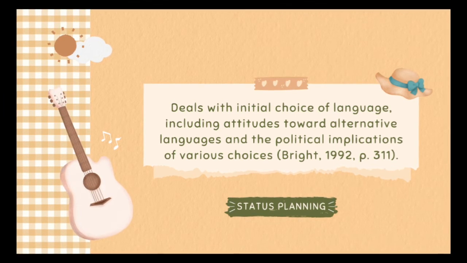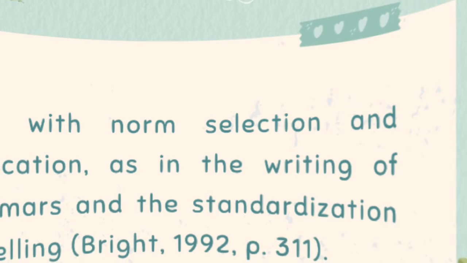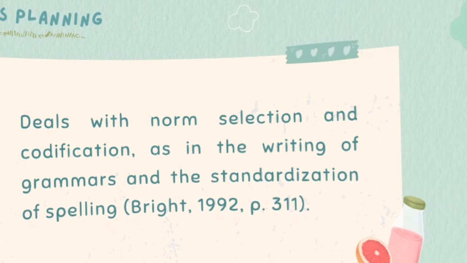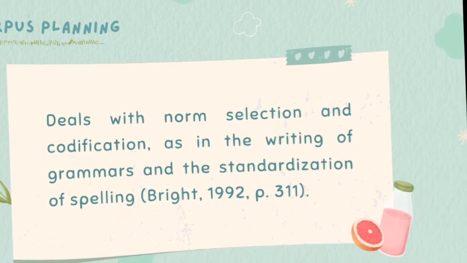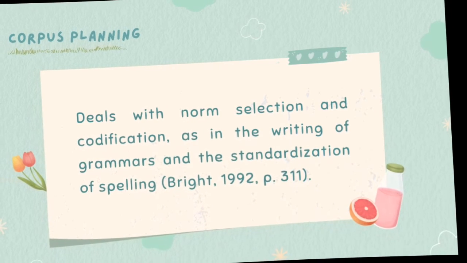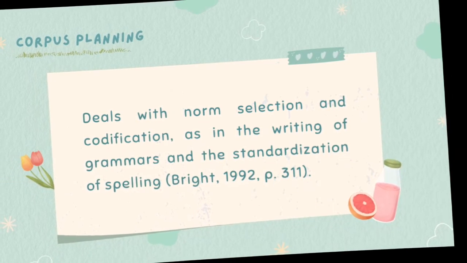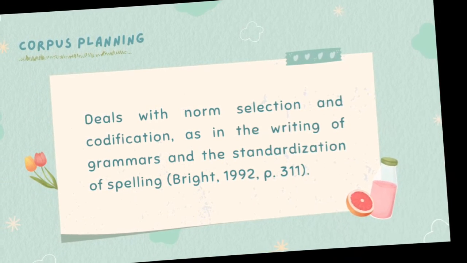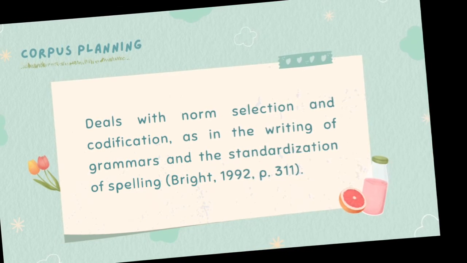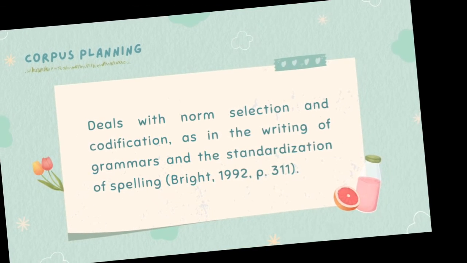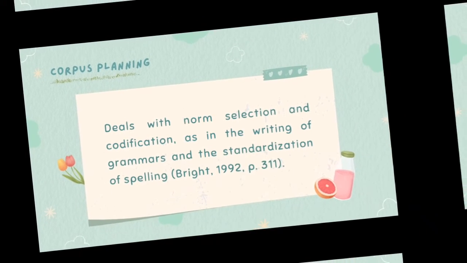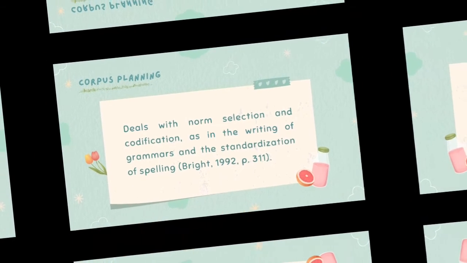And then the second is corpus planning. So, what is corpus planning? It deals with norm selection and codification, as in the writing of grammars and the standardization of spelling. So from the word itself, corpus, core, it is the change of the structure of a given language. You can revise the grammars and review the spelling system.